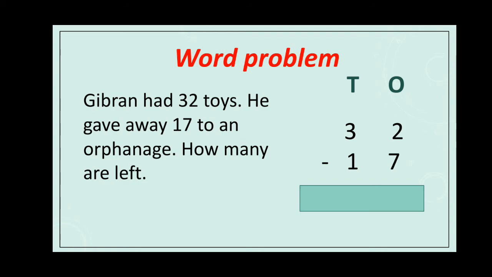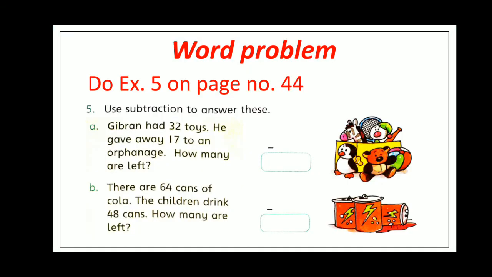3 becomes 2 and 2 becomes 12. 12 minus 7 is equal to 5. Then subtract tens column. 2 minus 1 is equal to 1. So 15 toys are left. Now do exercise 5 on page number 44. Use subtraction to answer these. Complete this exercise in your book.